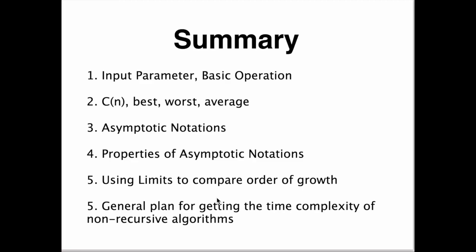And then lastly, a general plan for getting the time complexity of non-recursive algorithms. As a summary, we need to identify the input parameter and the basic operation. We need to choose between the best, worst, and average case. And then set up a summation with respect to the basic operation used. And then compute the closed forms. I also shared some useful formulas for computing the closed form of some summations. So it's just a matter of evaluating or simplifying some algebraic expressions.